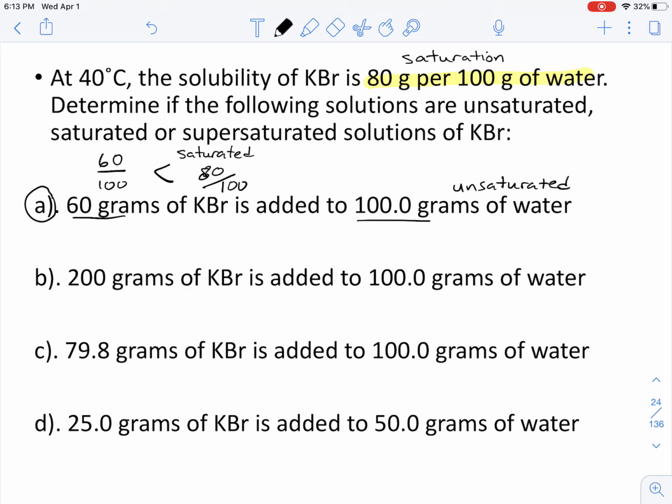All right, so let's go ahead and look at the second example. So if we have 200 grams of potassium bromide and it's added to 100 grams of water, is this solution going to be unsaturated, saturated, or supersaturated? And so since we're adding more solute than what it can typically handle, so to speak, we're going to say that this solution is supersaturated.